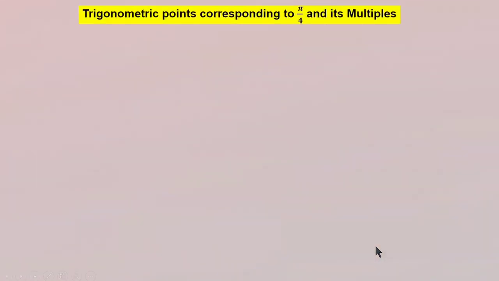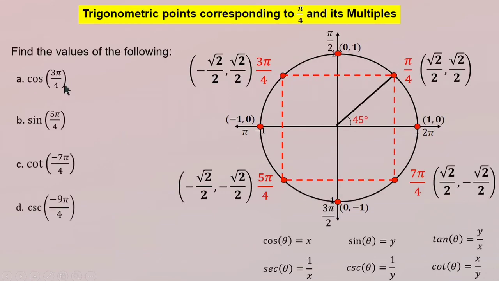Examples. Find the values of the following. Letter A, cosine 3 pi over 4, which is this point, and cosine is equal to x. The x-coordinate is negative square root of 2 over 2. Thus, cosine 3 pi over 4 is negative square root of 2 over 2. Letter B, sine 5 pi over 4. Sine is equal to y, and point 5 pi over 4 is located here. The y value is equal to negative square root of 2 over 2.